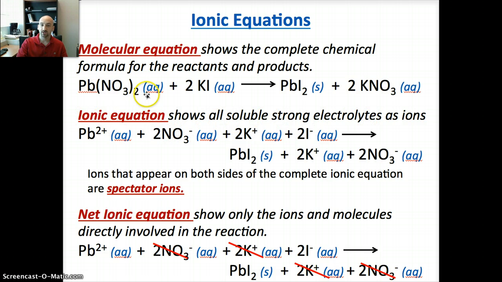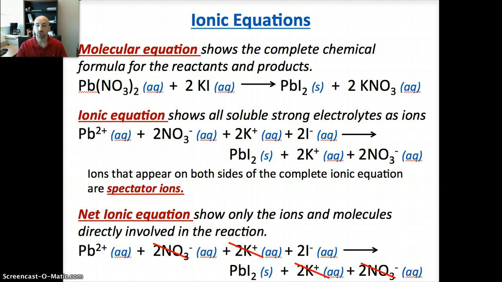So here we have lead nitrate. It's an ionic compound. It ionizes to lead 2+ and nitrate. Same thing with potassium iodide. That's going to ionize as well. The lead iodide, though, is insoluble. It's a solid, and so it does not ionize in solution, and it stays as this solid. It's not breaking up. The potassium nitrate is an ionic compound that is soluble, and it breaks up into potassium and nitrate.